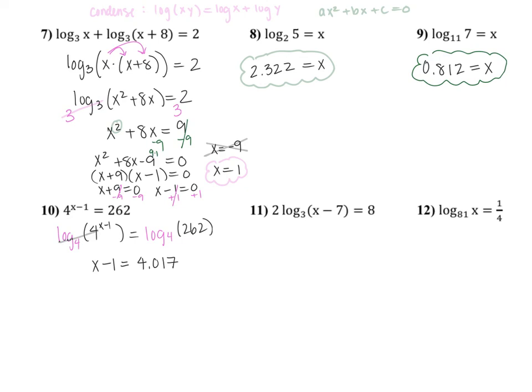And then I need to add 1 to both sides. The 1's cancel, x comes down, x is equal to 5.017 if I add 1 to it. And so that there is my final answer, because x is now by itself.